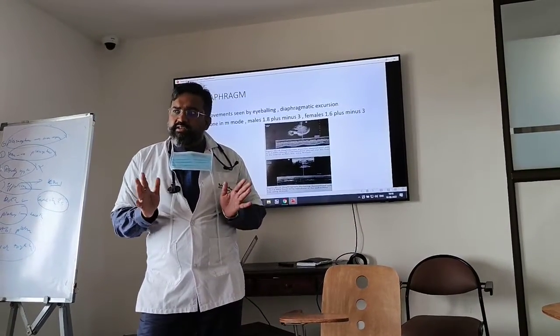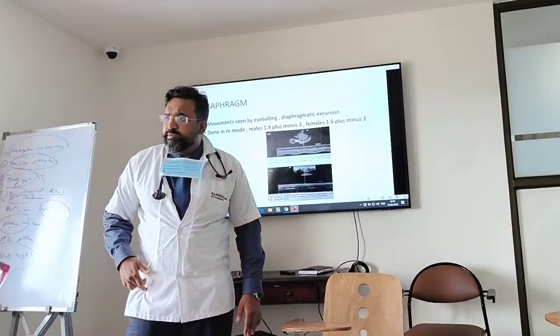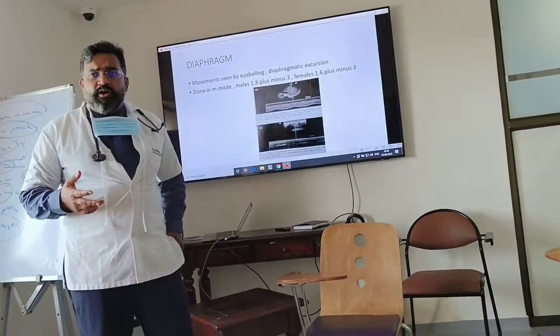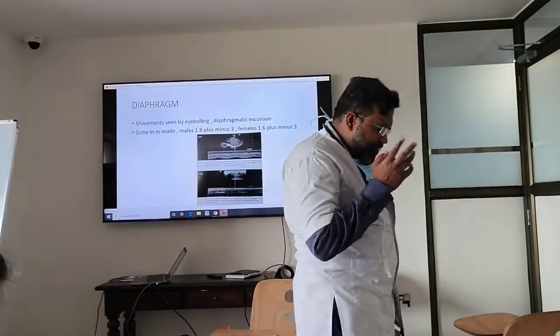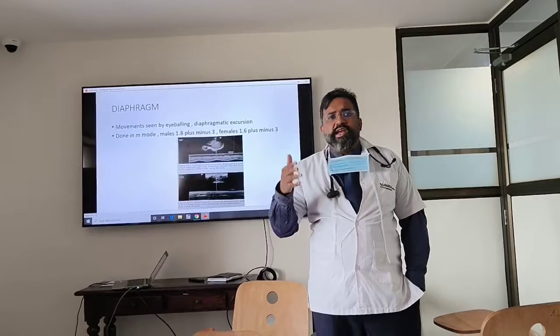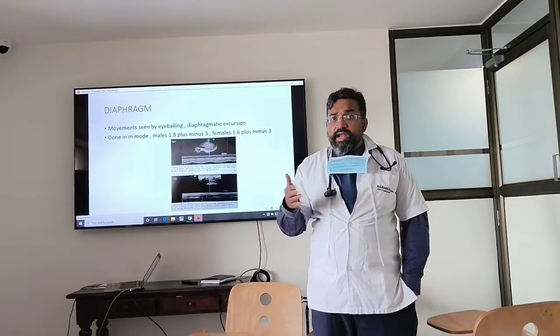We can look at the thickness of the diaphragm on a regular basis, like how we do ultrasound for rectus femoris or vastus intermedius. Similarly, you can measure the thickness of the diaphragm to understand whether the thickness is coming down. When the thickness is coming down, it means there is atrophy of the diaphragm. Ventilator-induced diaphragmatic atrophy is happening. You understand? So that you can do.